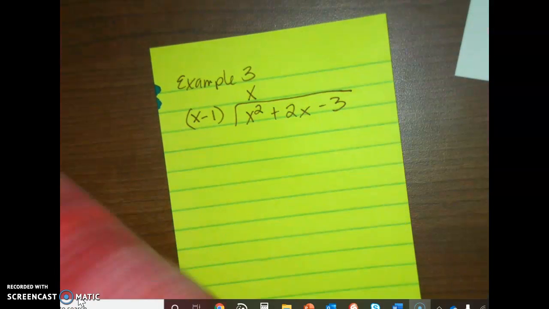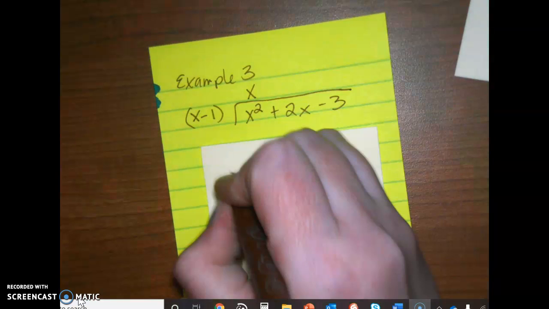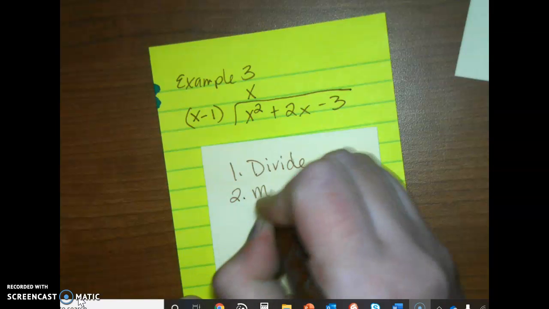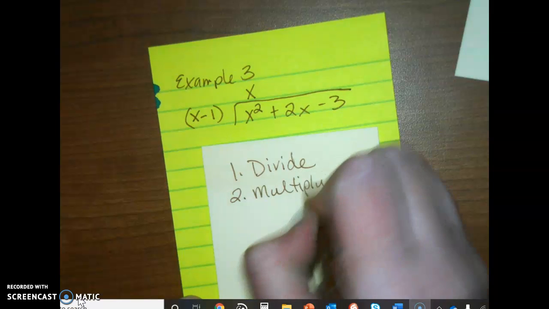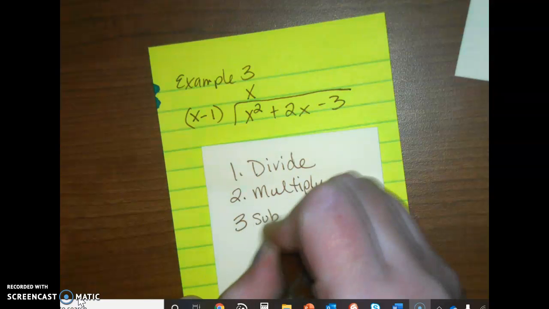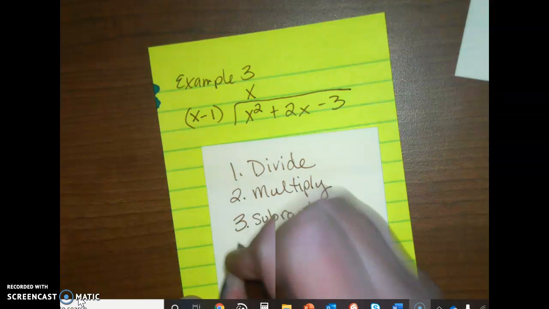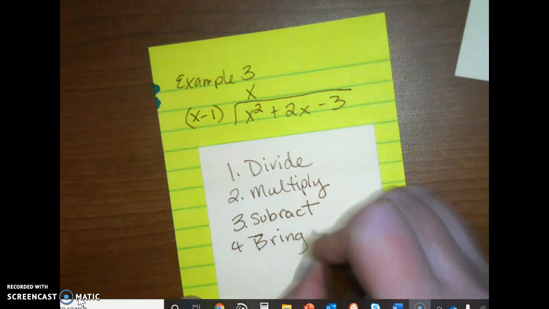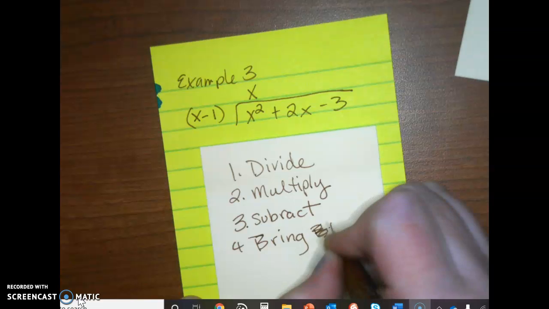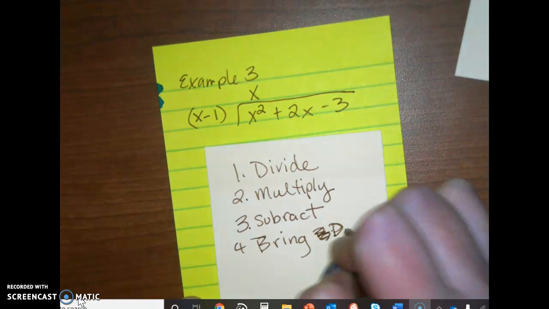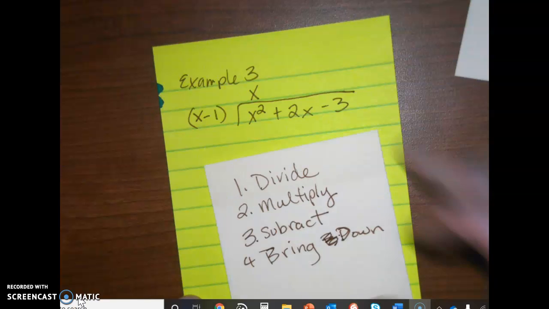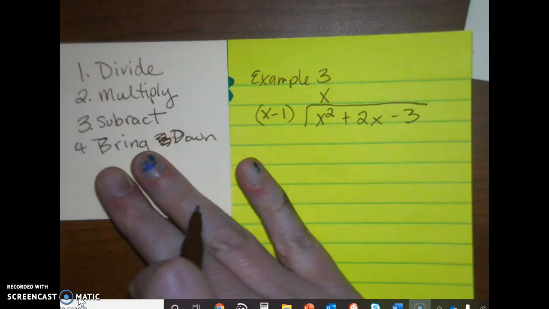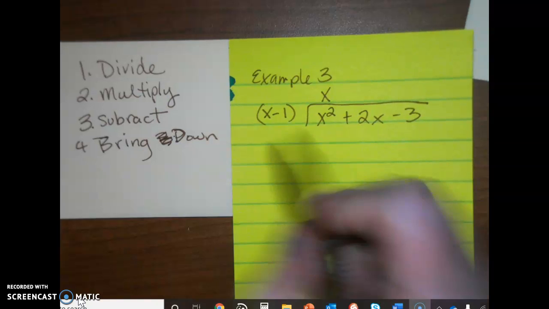Now, remember also the steps: you divide, you multiply, you subtract, and you bring down. Almost forgot. Oopsies. Down. Okay. Leave that right there. So we did the divide.